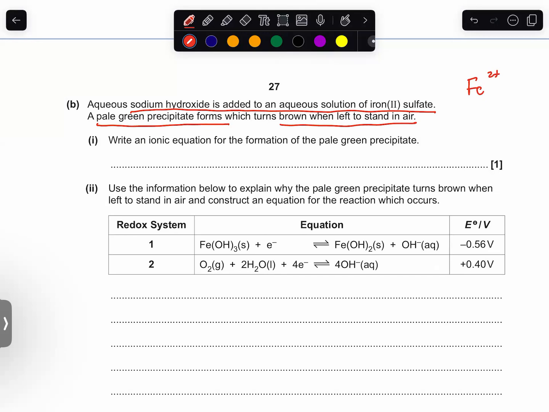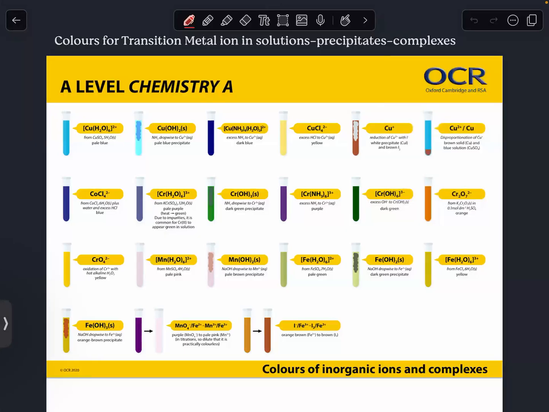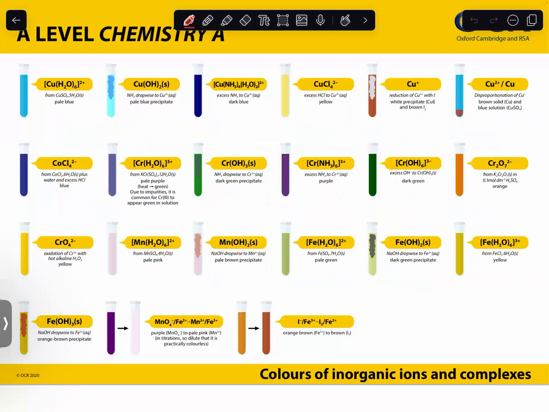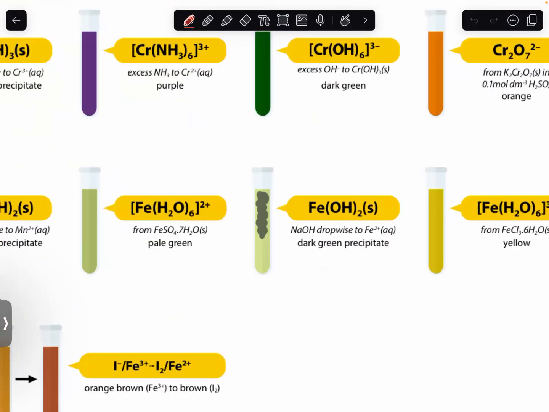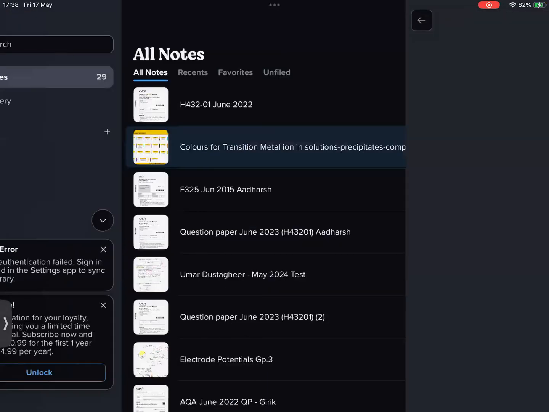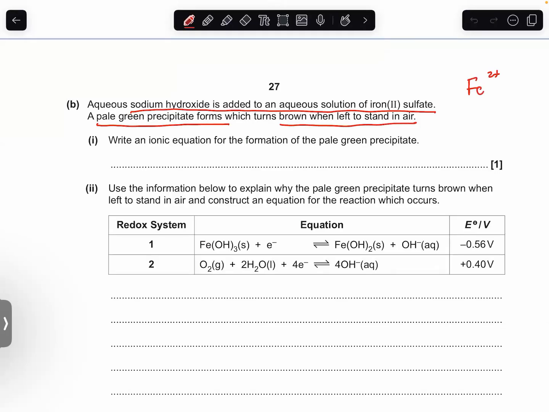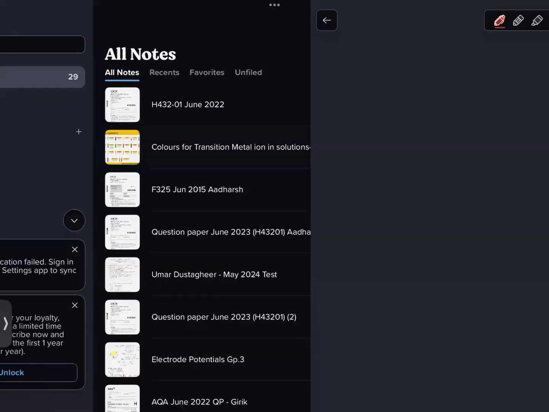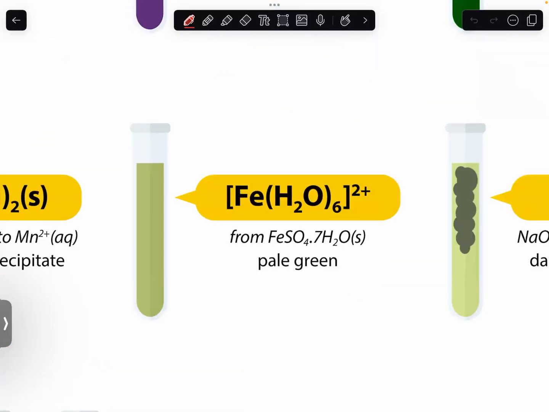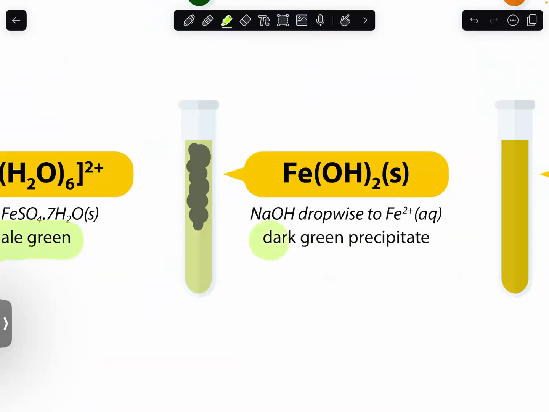Let's have a look at that chart. You see in the chart, let's have a look at iron. Iron is here. You've got the iron 2+. Is it 2+? Just go back. Iron 2, yeah, sorry. Iron 2. So you've got that solution there. It's a pale green solution. When you add sodium hydroxide, it gives you a dark green precipitate.